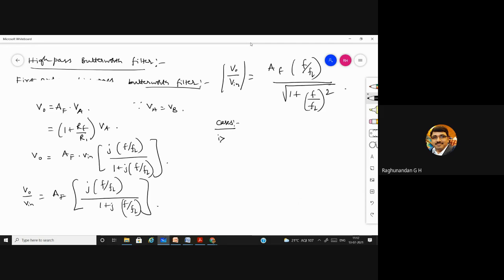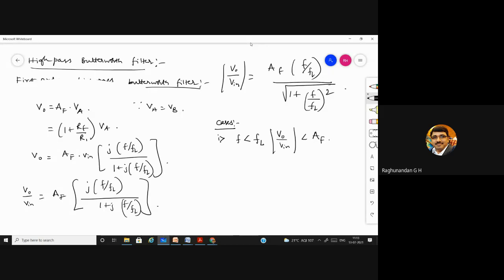The first case: at lower frequencies, when F is lesser than the cutoff frequency, obviously the actual gain will also be lesser than AF.